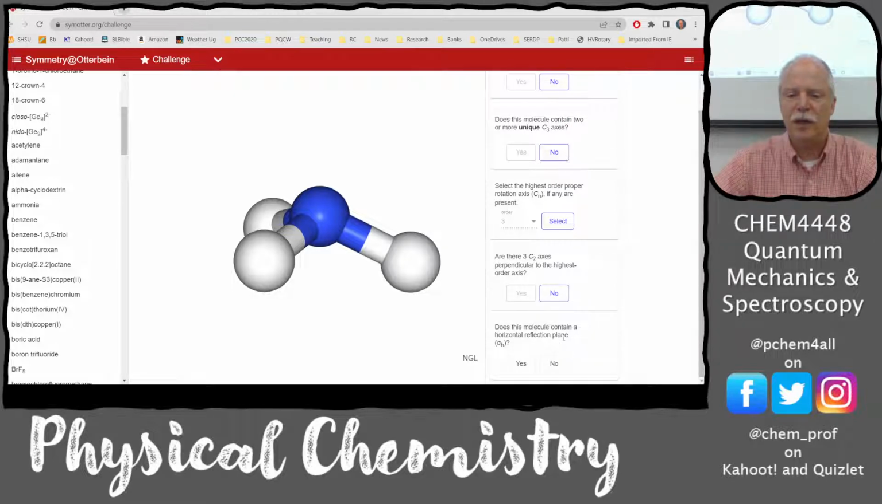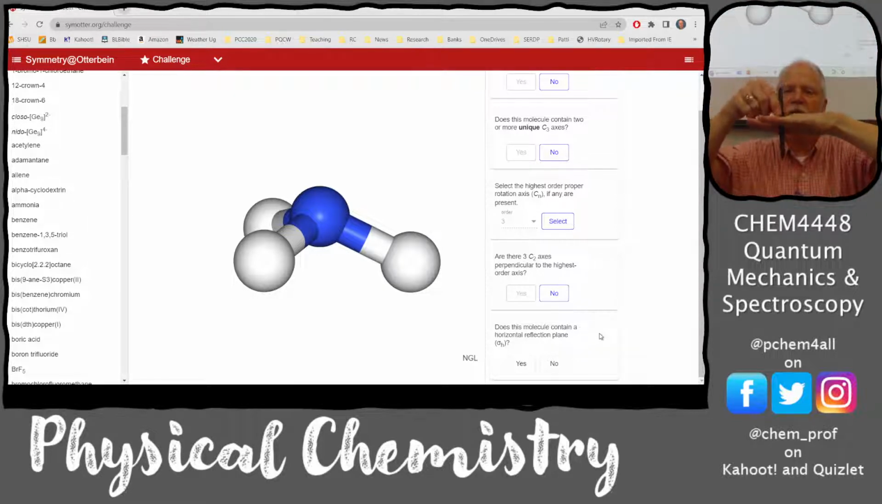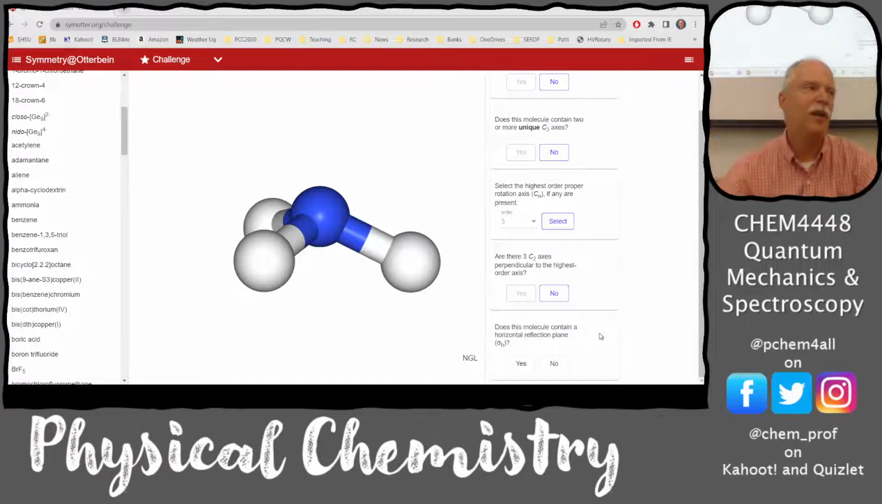Okay, so then does the molecule contain a horizontal reflection plane? If this is my symmetric axis, the C3 axis, the horizontal reflection plane is always 90 degrees to it. And so you put that highest order axis up and down, and then the plane is horizontal to that. And this is not a planar molecule. It's those nitrogen-hydrogen bonds go down below that plane. So it does not have a flat plane of symmetry. So we're going to say no to that one.